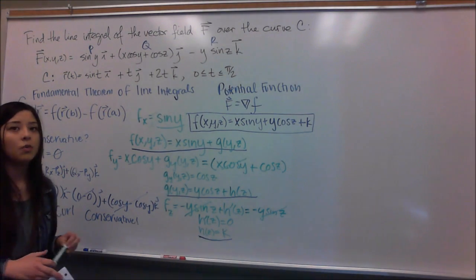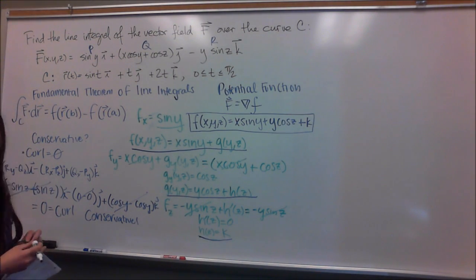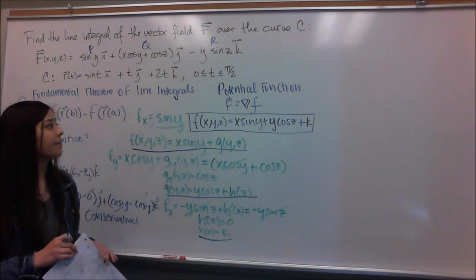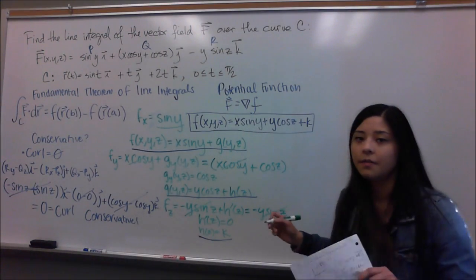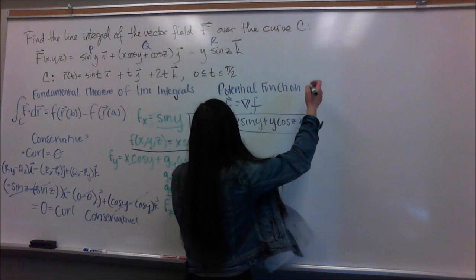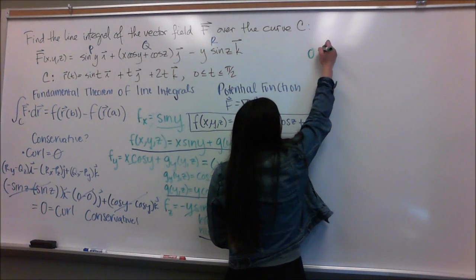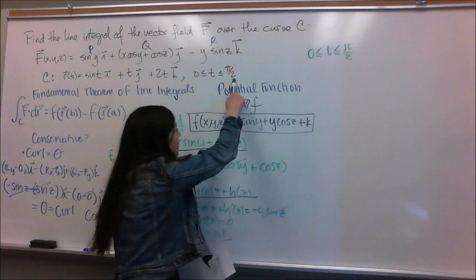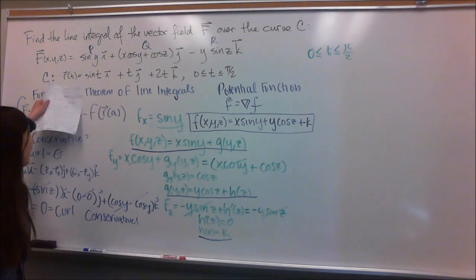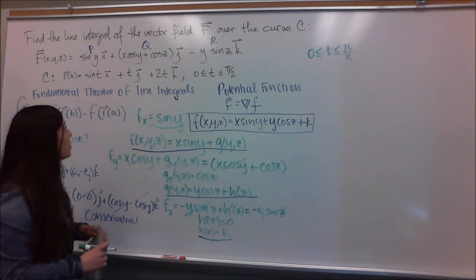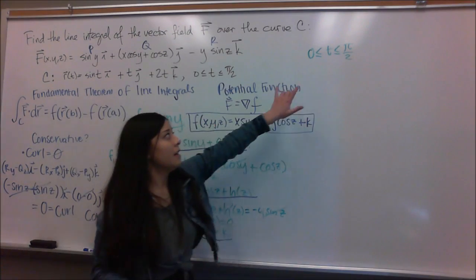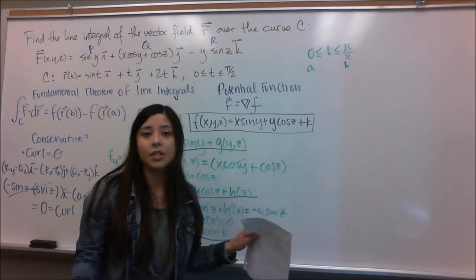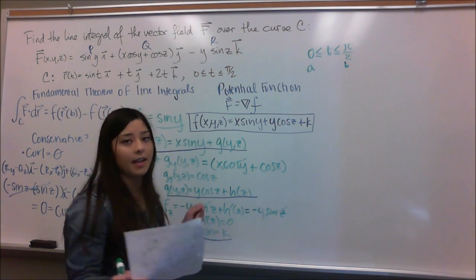Now, we want to solve for the starting and the ending point in the paths before we plug it in to the potential function. So, right here, we go from 0 to pi over 2, as you can see, and we have our path right here. So we want to solve for r of b and a. So we can plug it into our potential function and use the theorem.